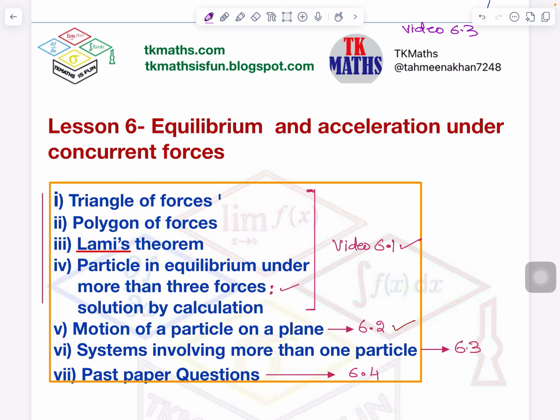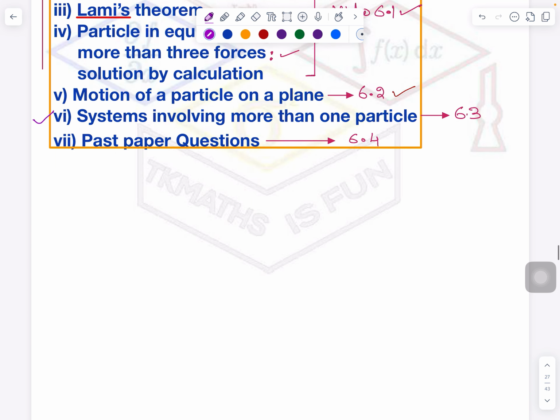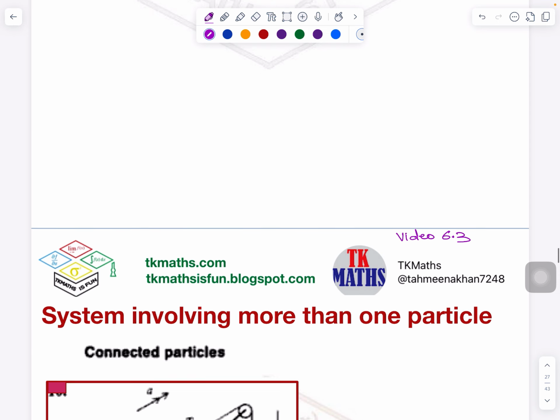In today's video, which is video number 3 on lesson 6, equilibrium and acceleration under concurrent forces, we will talk about point number 6, which is a system involving more than one particle. So forces will act upon concurrent forces, or maybe one force on more than one particle. The links of the other videos you can find in the description below.